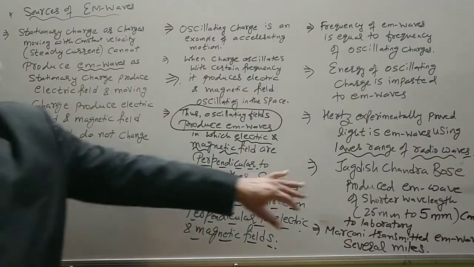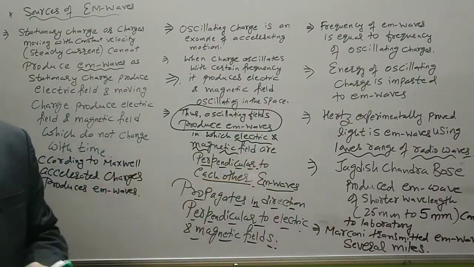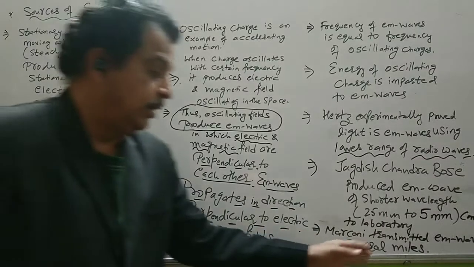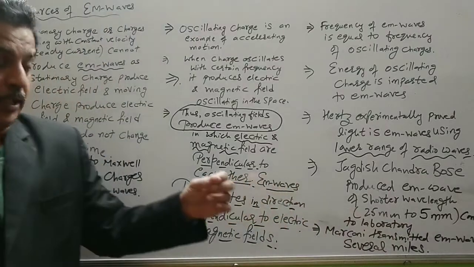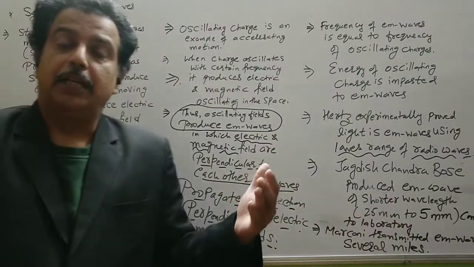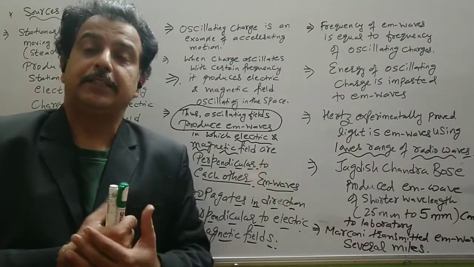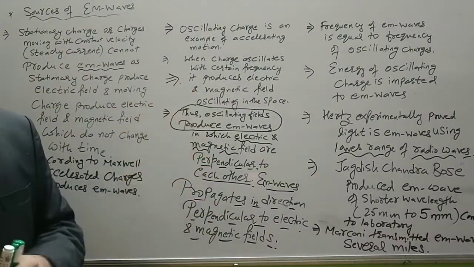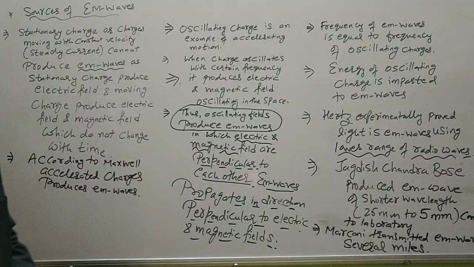So the Jagdish Chandra Bose and Hertz experiments confined the electromagnetic waves to the laboratory, as they do not travel a long distance. Marconi transmitted electromagnetic waves to several miles, and the antenna which transmitted these electromagnetic waves was also known as the Marconi antenna at that time. So this is the source of electromagnetic waves.